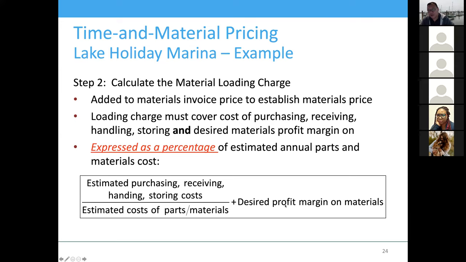And then I also want to earn some profit, right? Let's say I want to earn 10%, maybe on the total cost. If my total cost is $100, I want to make $10 on that. So that's my 10%. So when I add these two together, that's my second rate. It's always a percentage, okay?